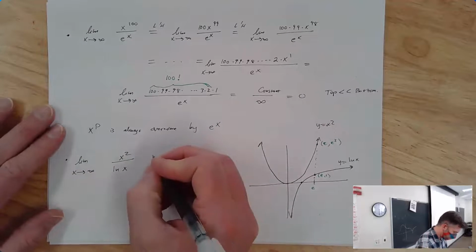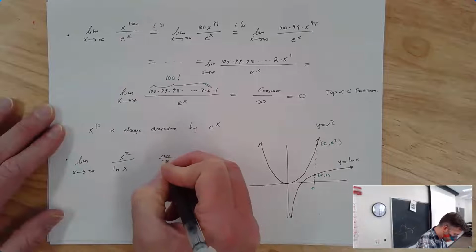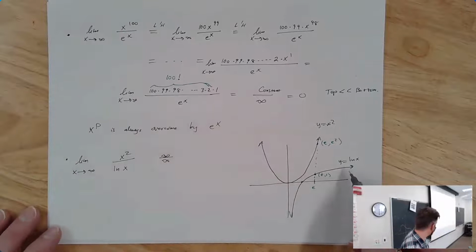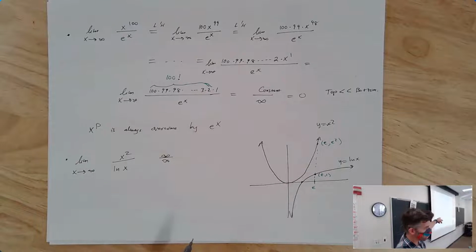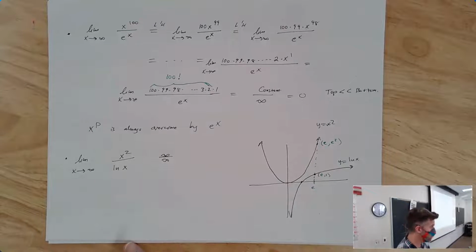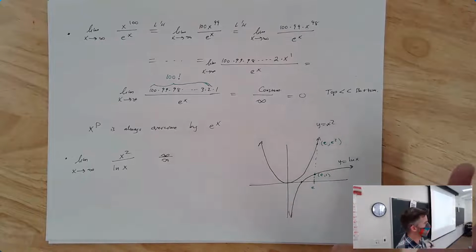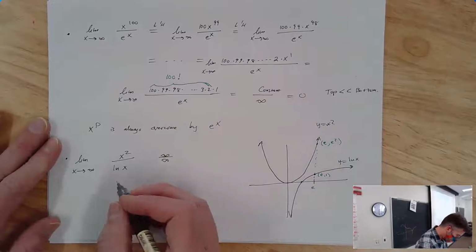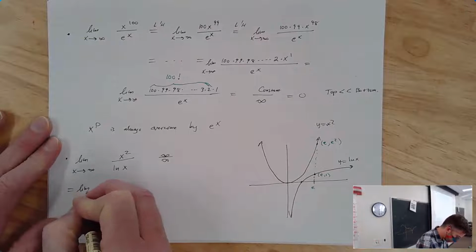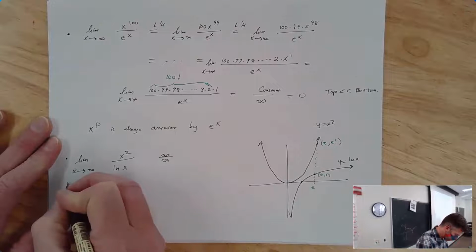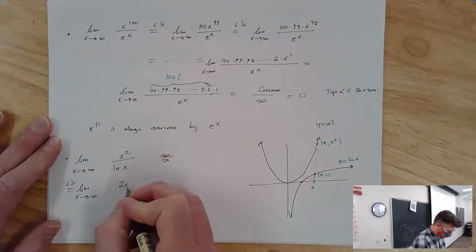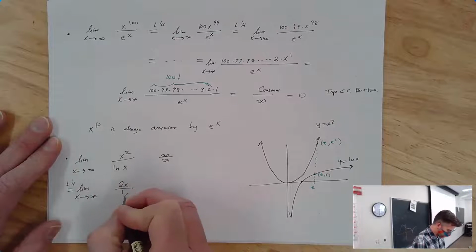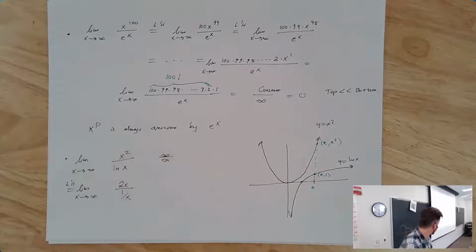Definitely infinity over infinity type, because even though it doesn't look like it, the natural log of x does get infinitely large as x goes out to infinity. It just takes forever, literally. But if we use L'Hopital's rule here, the derivative of x squared is 2x. The derivative of the natural log of x is 1 over x. Can I use L'Hopital's rule here?